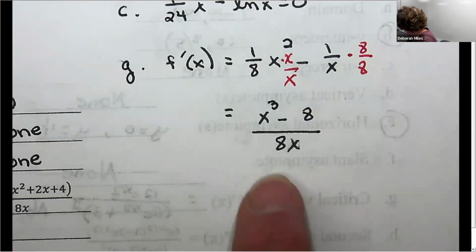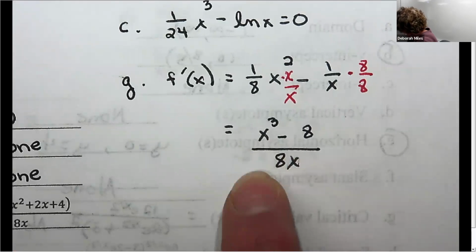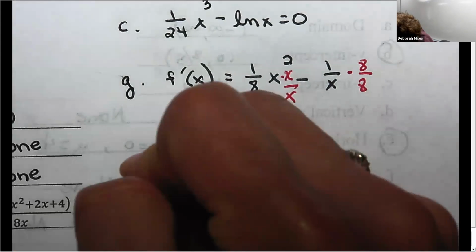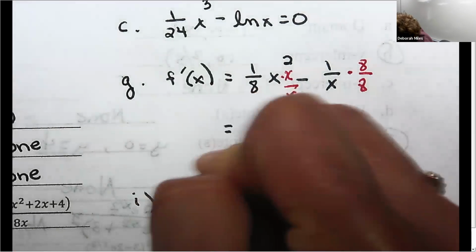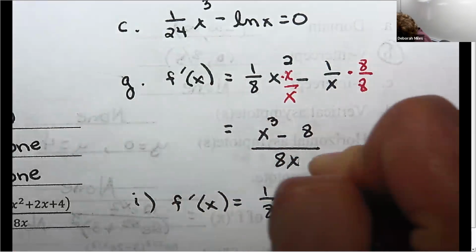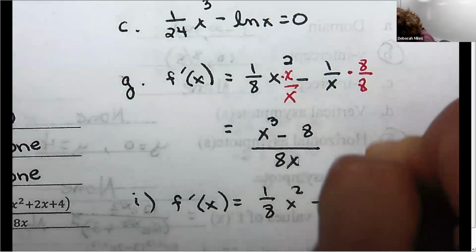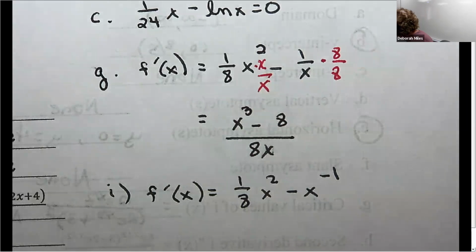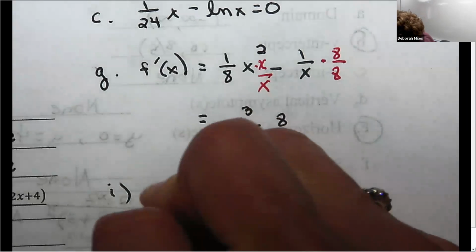The second derivative, you could either use this first derivative as a single fraction and use the quotient rule, or it might be easier to use that 1/8 x squared minus x to the negative 1 that I had before I combined them. So the second derivative would be what?